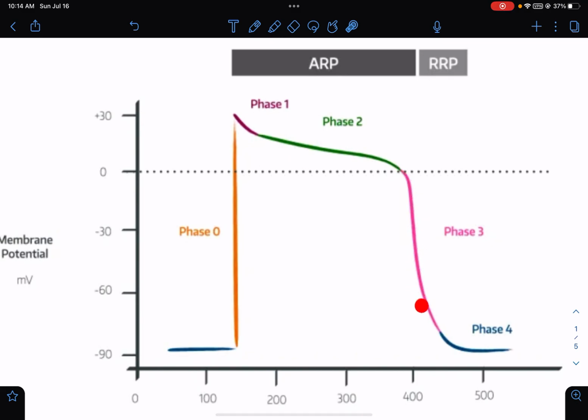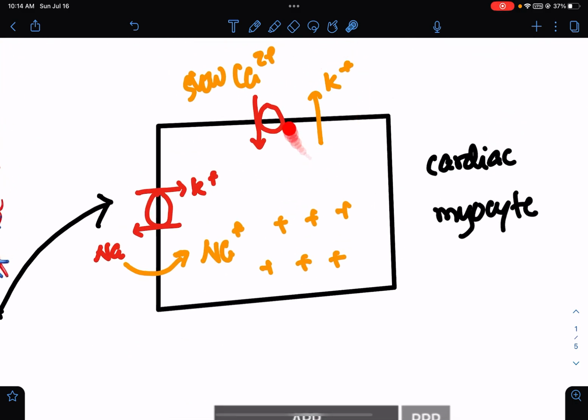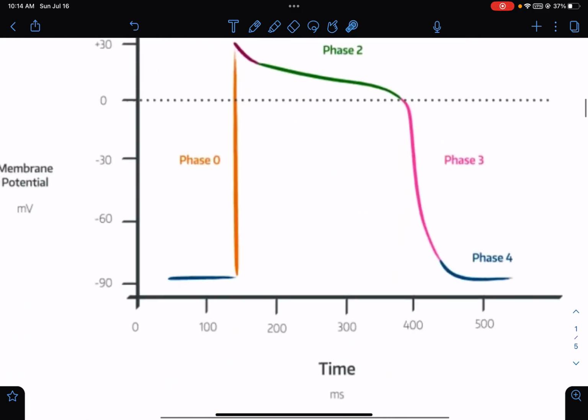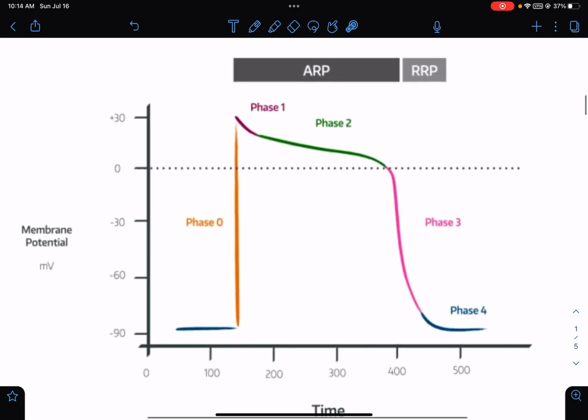Okay, and then we move to phase 3. In phase 3, there is also potassium efflux. That means potassium goes out of the cells. Okay, so if positive charges move out of our cells, there will be less electrical activity and it goes down like that, and then we reach our resting membrane potential, and then phase 4. That is our action potential.